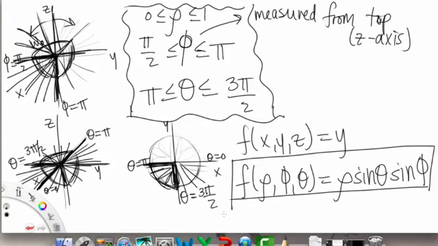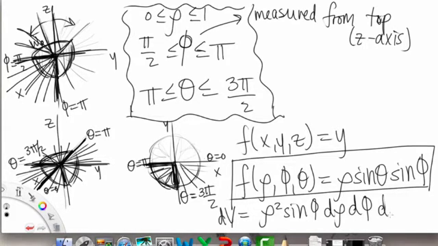And we also remember that dV in spherical is rho squared sine phi d rho d phi d theta. Okay, so now we have all the tools to put together the complete triple integral. So we're going to start with theta bounds, okay? So we'll start with pi up to 3 pi over 2, and then we'll go with phi bounds, so that'll be pi over 2 to pi, and then we go with rho bounds, so that's 0 to 1, okay?